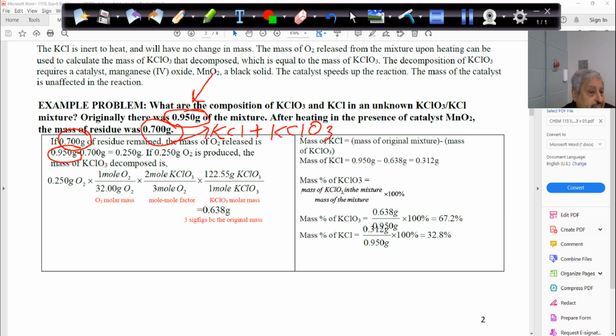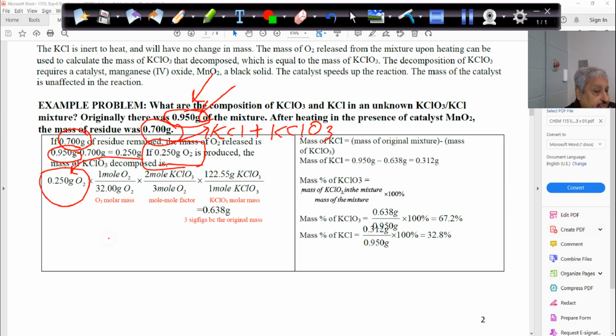So now we take whatever you started with, minus the residue here, and that will give you what? The amount of oxygen released, correct? Whatever is missing is what? Oxygen. We have to decompose this mixture of potassium chlorate with potassium chloride to get rid of oxygen and then calculate the oxygen. So we have oxygen here.